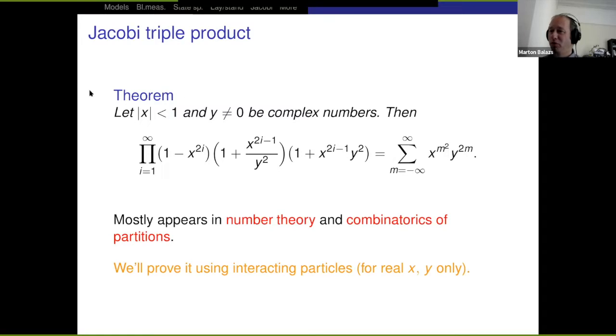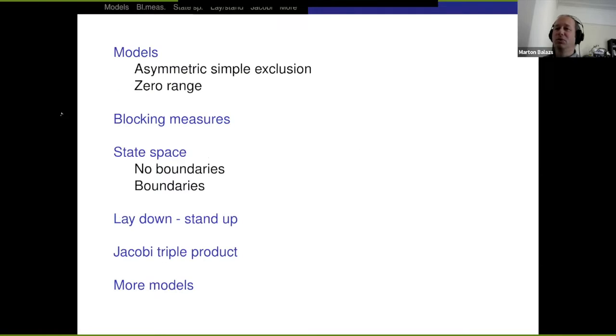So I'm going to show you how to prove this with particle systems, and then I'm going to tell you about a little bit of generalization. My particle systems are actually going to be just the simplest ones you can imagine, like asymmetric exclusion and asymmetric zero range. So it's all about blocking measures of those, and I'm just going to tell you how to get to this triple product more or less. And then in the last couple of minutes, I'm going to introduce a couple more models we are looking at and get some other identities.